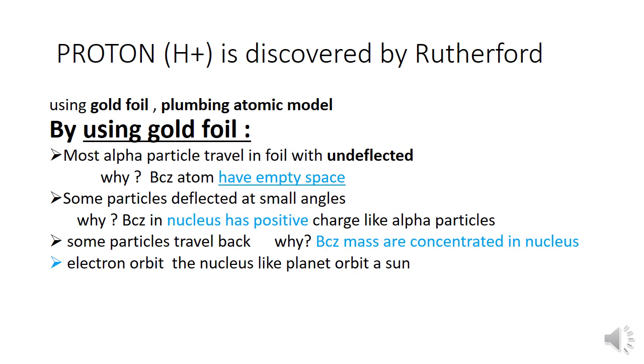Then the proton was discovered by Rutherford by using the Geiger-Marsden experiment, or the probing atomic model. By using it, they found that most alpha particles travel through the foil undeflected. Why? Because the atom has empty space. Later, some particles were deflected at a small angle. Why? Because the nucleus has a positive charge.